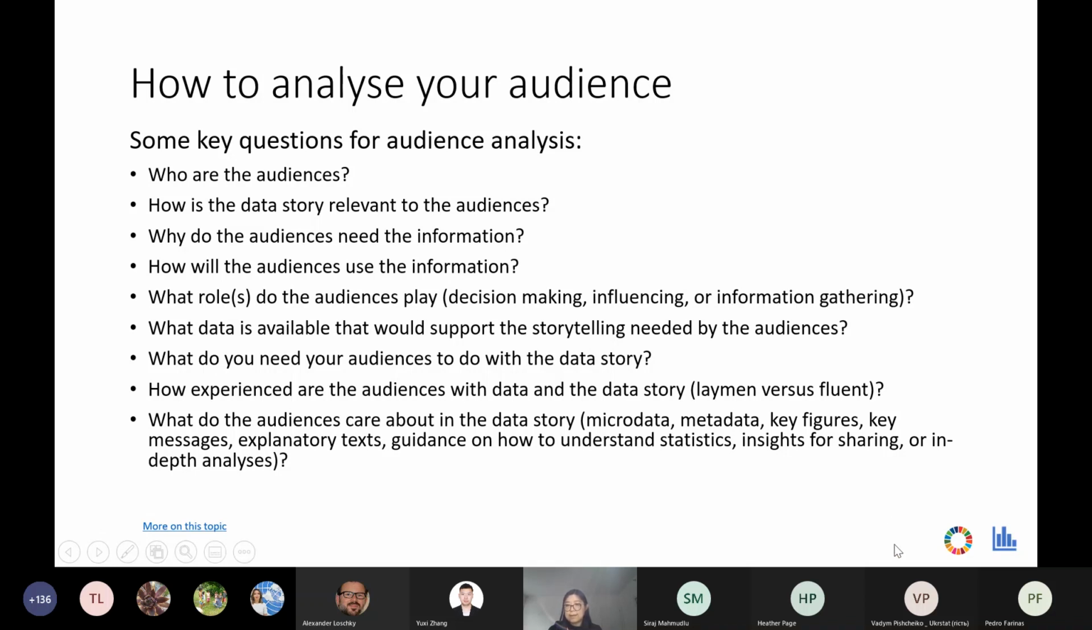And then there are even more in-depth efforts made by some national statistic agencies in defining their audiences or categorizing their audiences into different personas. So I provide a hyperlink here. If you want to know more about this topic, feel free to explore.